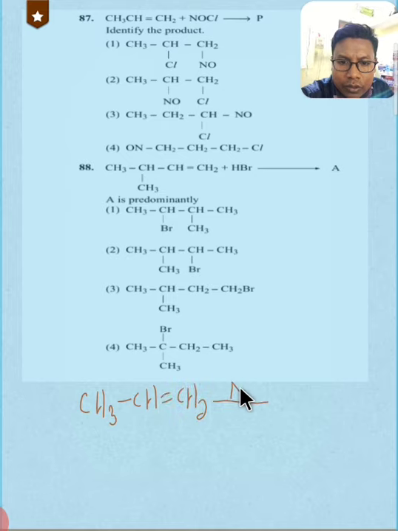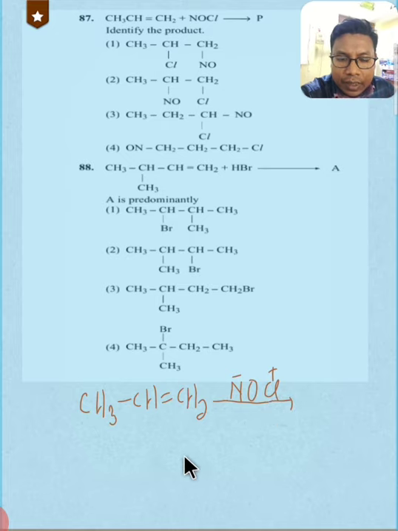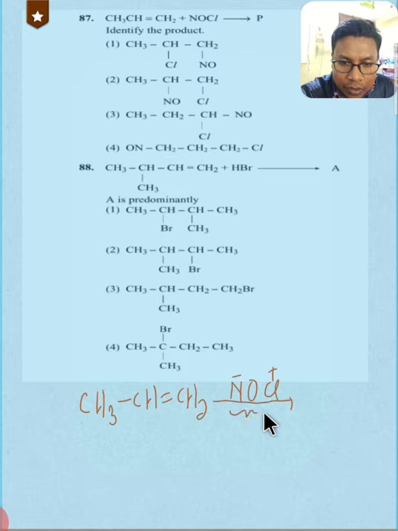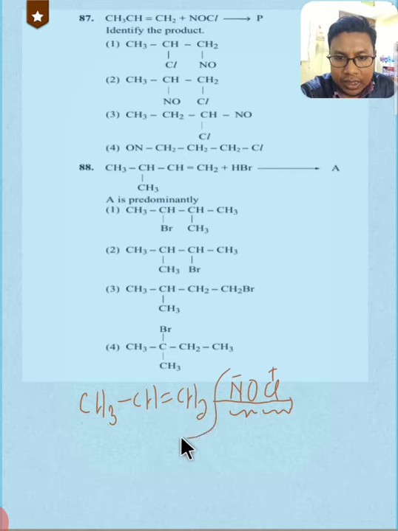Nitrosyl chloride is NOCl, and the NO will carry a negative charge and the Cl will carry a positive charge. So we need to add chlorine first to have a carbocation, and to that carbocation this NO minus will be attached, and this addition will be according to Markovnikov's rule. According to Markovnikov's rule, the negative part of the reagent, that is NO, will be added to the carbon atom having the lesser number of hydrogen atoms. So Cl will go to this carbon atom and NO will go to this carbon atom.